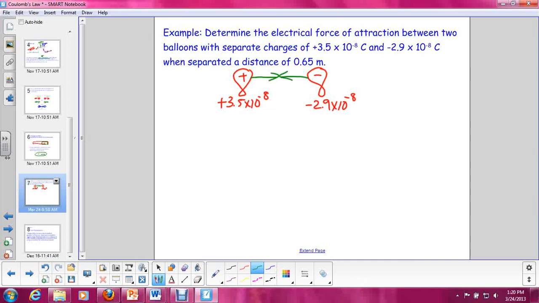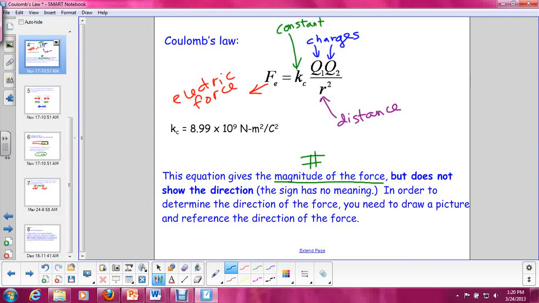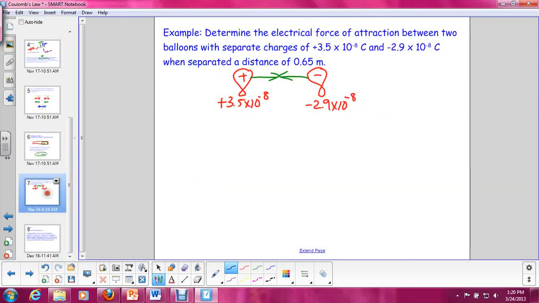So this is what will happen with these balloons. They will come together. Now that we know that, we can use Coulomb's Law to try and figure out how much force will pull them together. We know, looking back at this slide, or looking up at the front wall above the whiteboard, that Coulomb's Law is F equals k Q1 Q2 over r squared. We are trying to find the electrical force, determine electrical force.